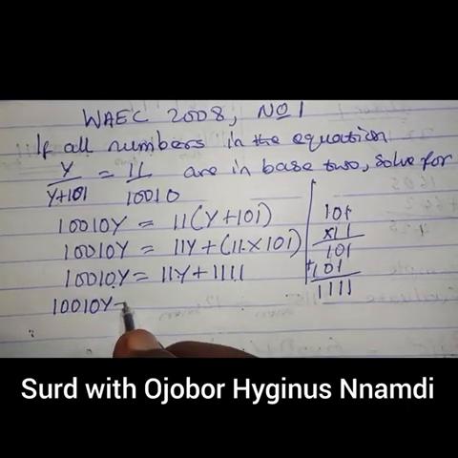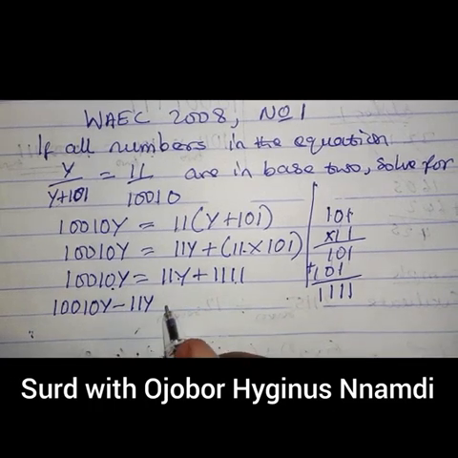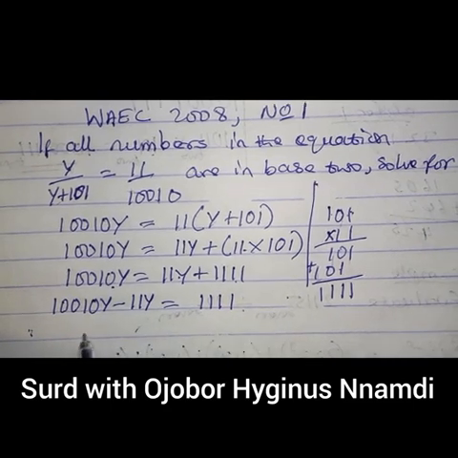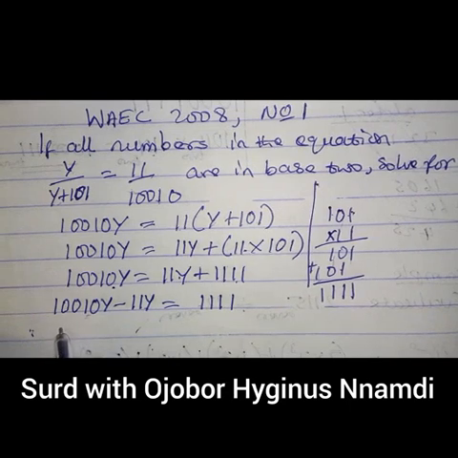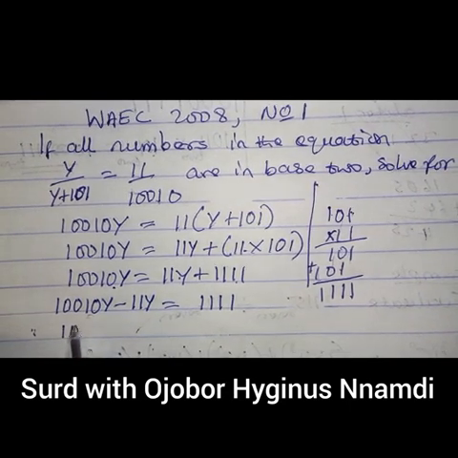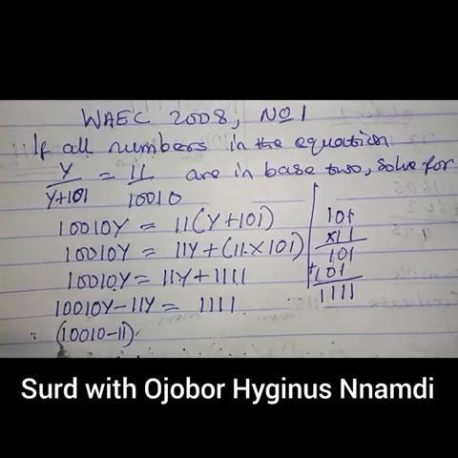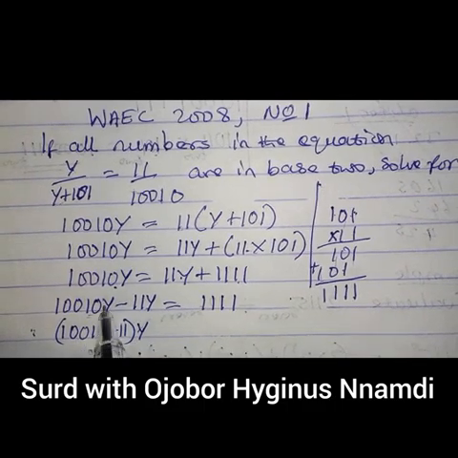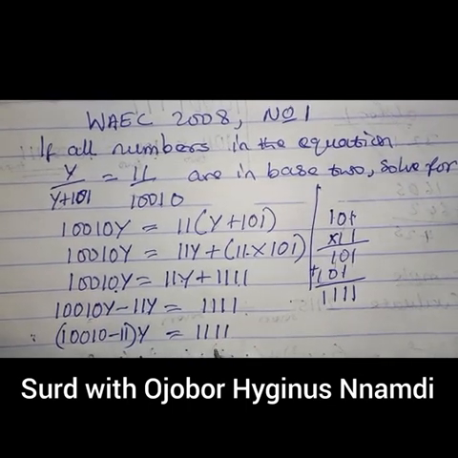10010y minus 11y, because when it crosses the sign of equality, it becomes negative, equals 1111. Then we are going to factor y out because it exists in both numbers. So we'll have 10010 minus 11, then multiply by y, because this y, if you open this bracket, will still return in this form, equals 1111.